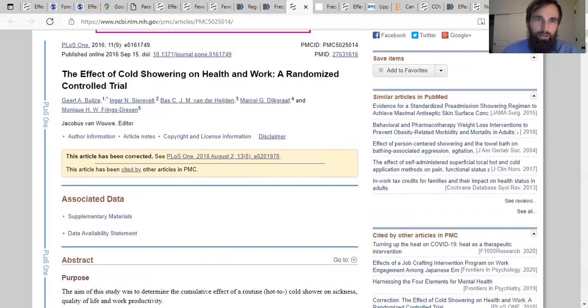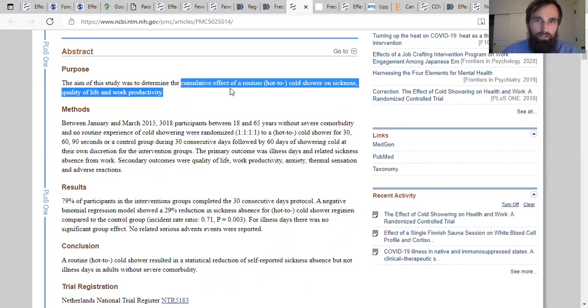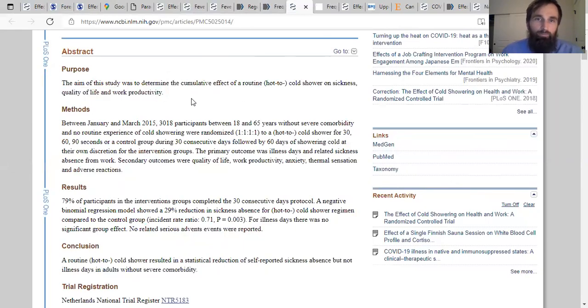There's more, not just about sauna. This is the effect of cold showering on health and work, a randomized controlled trial. So the aim of the study was to determine the cumulative effect of a routine hot to cold shower on sickness, quality of life, and work productivity. So you don't have to have a sauna, you can just do a hot to cold shower. That's hot for 1 or 2 minutes and then cold for 30 seconds, and then repeating that alternation 3 times.